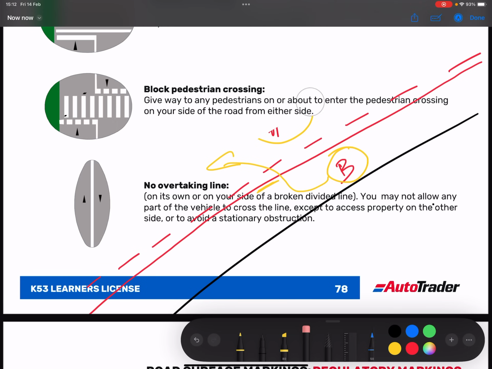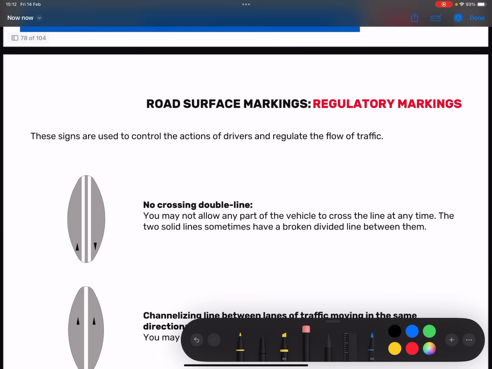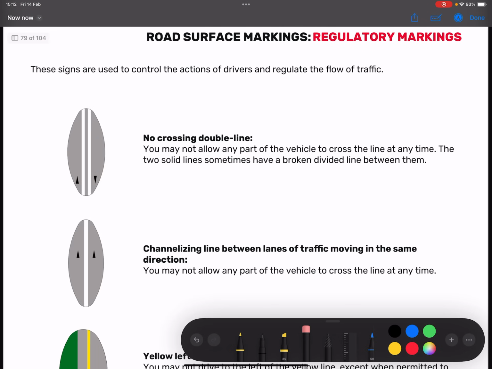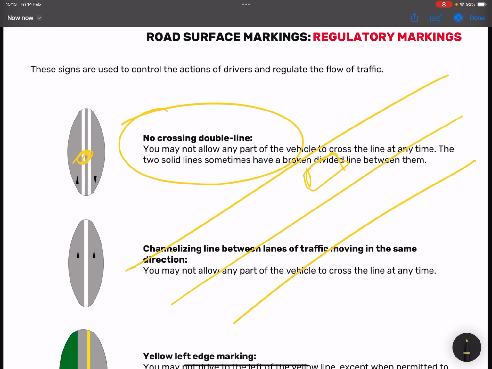And then now we go down to the no crossing double line. With the no crossing double line, at any given time, you may not cross this line. With the no overtaking line, you can at some point cross this line, if maybe there is a stationary object or whatsoever, you can cross.